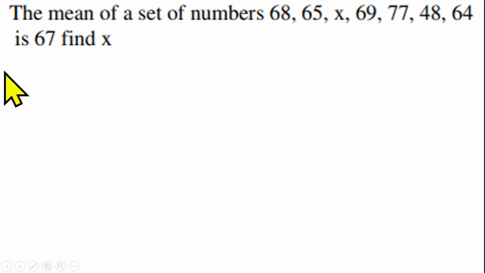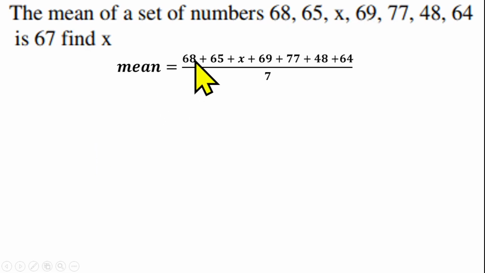So, more questions on the mean of ungrouped data. We are told that the mean of the set of numbers here is 67. We have to find the value of x. As we know, these are also ungrouped data, so we need to sum them together. Then the mean has been given as 67. So the mean will be 68 plus 65 plus x plus 69 plus 77 plus 48 plus 64 divided by 7 of them, because we have 7 data here.